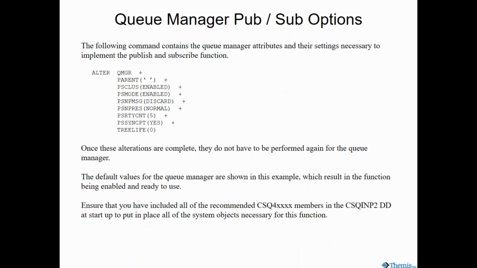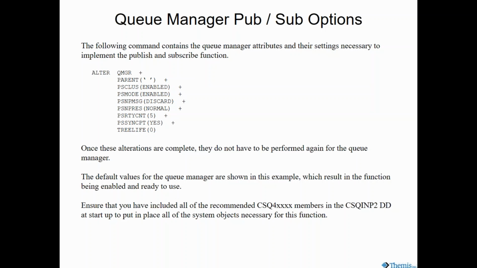Okay, so I first must alter the queue manager. This is more administration. Essentially, I can provide a parent queue manager. Now we're getting complex. Rather than have a single queue manager participate in publish and subscribe, we could have dozens of queue managers in a cluster. That's what the option PSCLUS ENABLED means. The PSMODE basically says I'm enabling publish and subscribe within the queue manager.